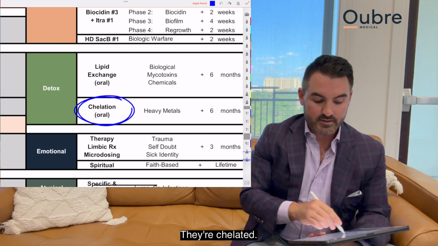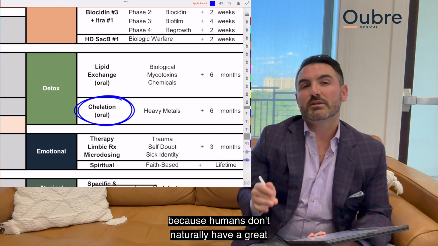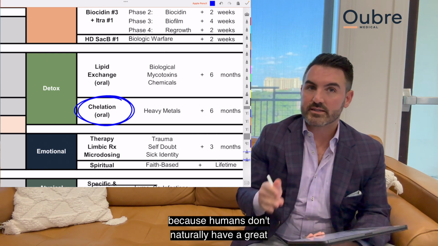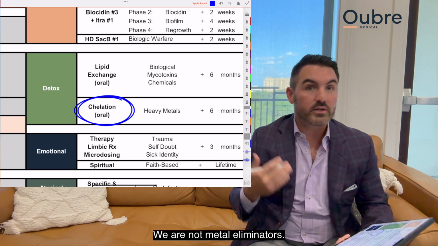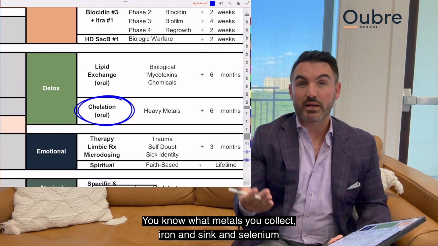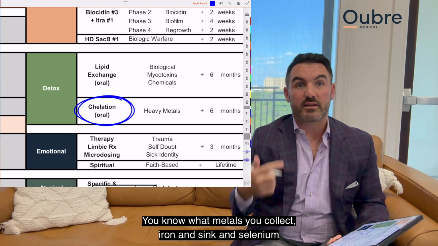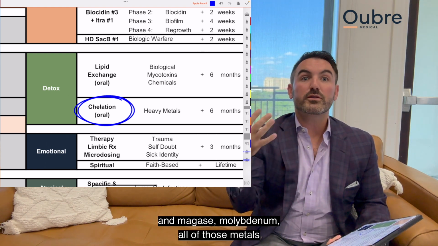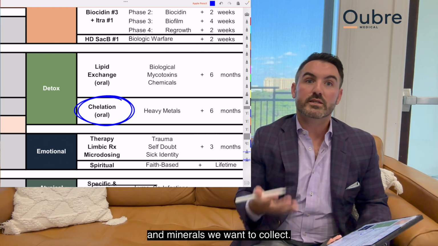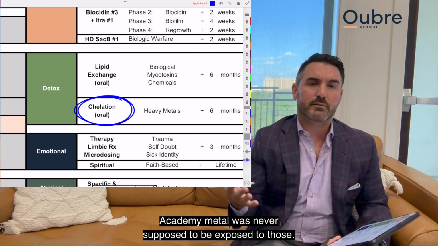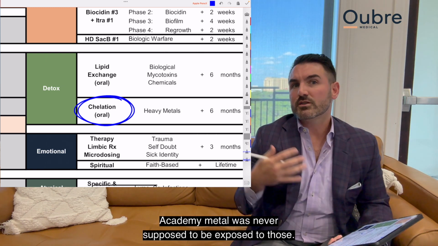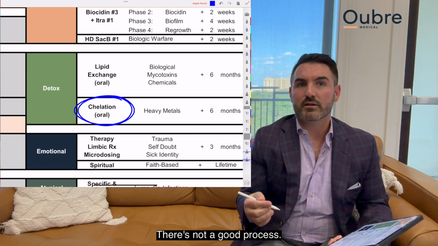They're chelated. This is important because humans don't naturally have a great chelation process. We don't. We are metal collectors. We are not metal eliminators. You know what metals you collect? Iron and zinc and selenium and manganese, molybdenum, all of those metals and minerals we want to collect. The body's not used to being exposed to lead and mercury and arsenic and cadmium. It was never supposed to be exposed to those, so it doesn't really know what to do with them. There's not a good process.